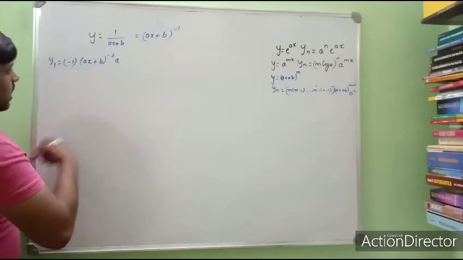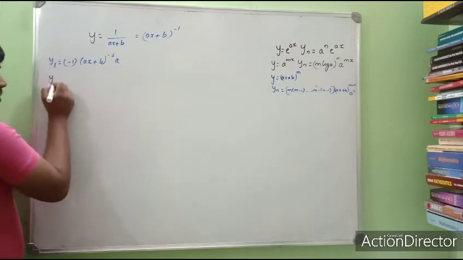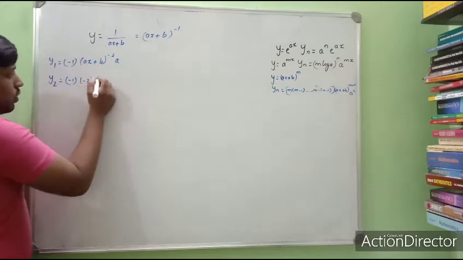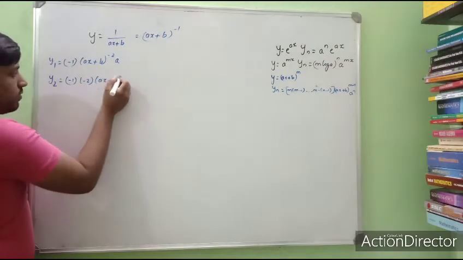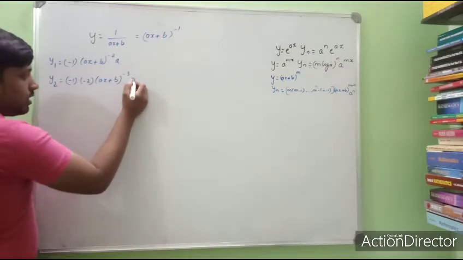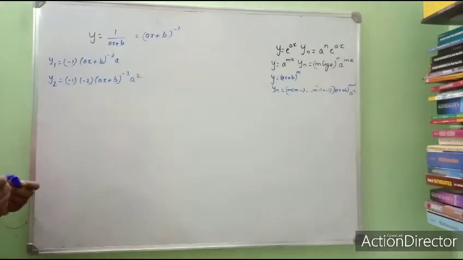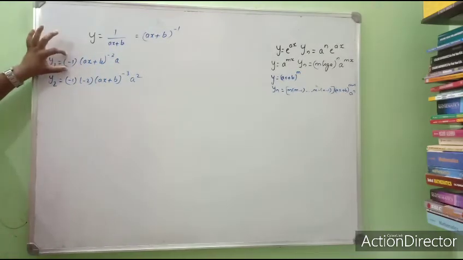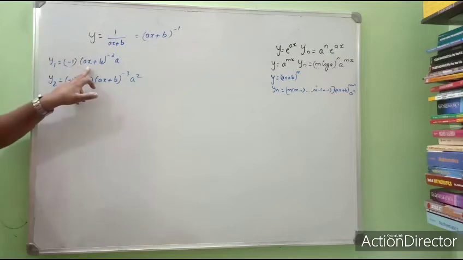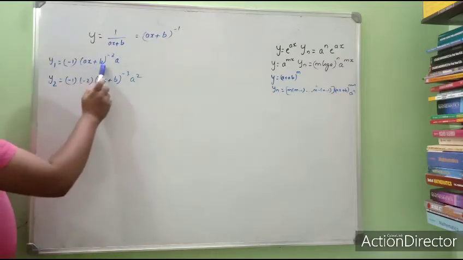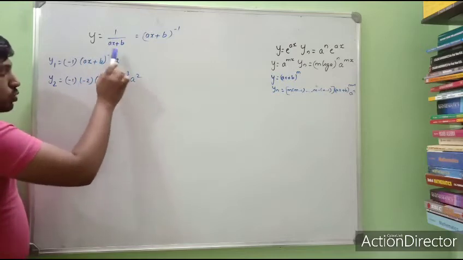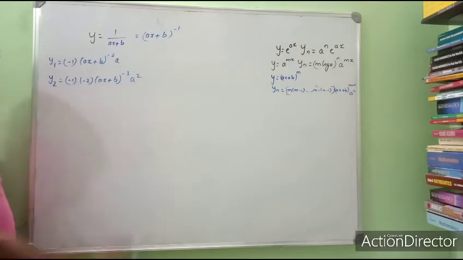Yes. Next I will go for the second derivative, that's nothing but minus 1 into minus 2 into (ax plus b) to the power of minus 3, into a square. I hope you are understanding. You will be getting (ax plus b) to the power of minus 1. Already we have the constant a. I am going to differentiate this, that is (ax plus b) to the power of minus 2. I will be getting minus 2 (ax plus b) to the power of minus 2 minus 1, that is minus 3, into a square.